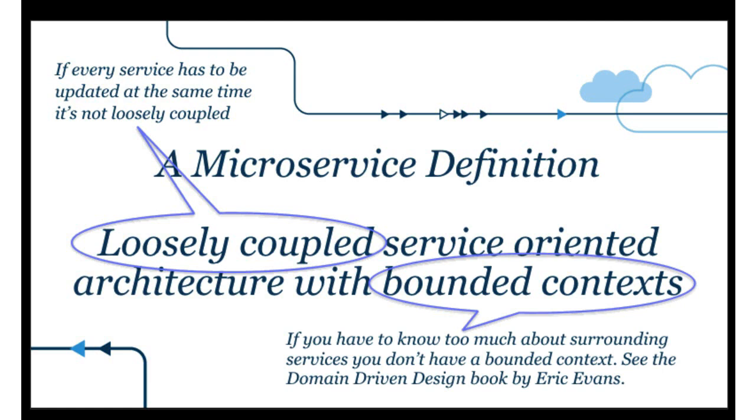Then bounded context is how you figure out how big each of those services should be. You want to make sure that you've got a single function that does one thing, that hopefully one developer can understand and modify fairly easily, and you understand who's upstream calling you and what your downstream dependencies are.